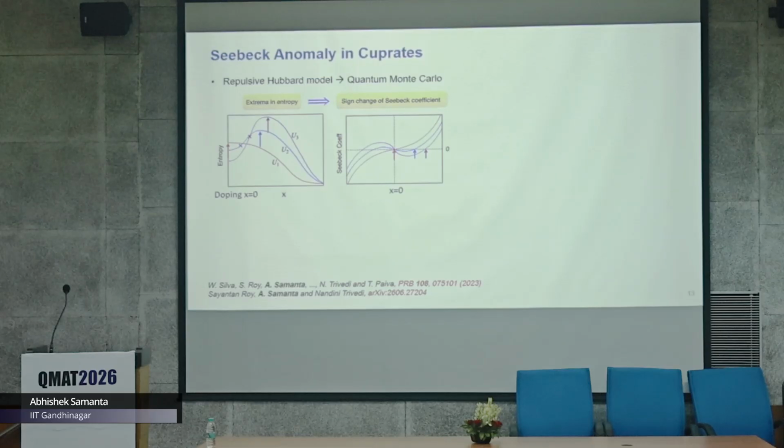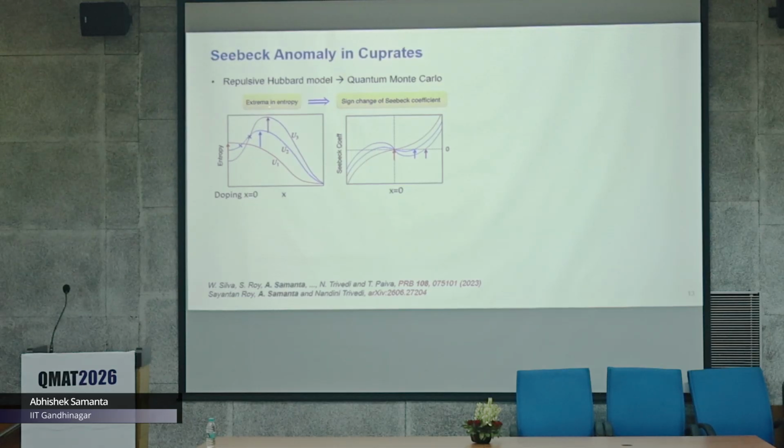First we look at the entropy. Here is a cartoon picture of the entropy. I am plotting the entropy as a function of doping for different interaction strengths. You can see that when the interaction strength is weak, entropy has a maximum at the half filling point. Now if you keep on increasing the interaction, you will see that beyond some critical interaction, this maximum at half filling actually goes to some intermediate doping.